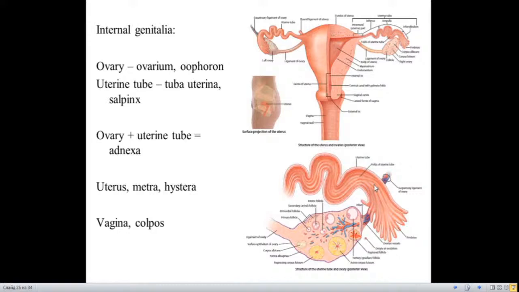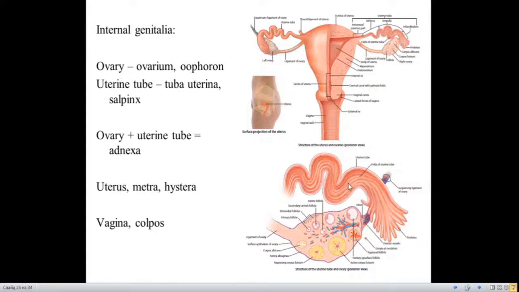Actually, there are two factors. First one, the uterine tube, as any tubular organ, has four layers. The innermost of them is the mucosa. And the mucosa of the uterine tube is lined with ciliated epithelium. So the cilia move towards the cavity of the uterus and they push the oocyte towards the cavity of the uterus.